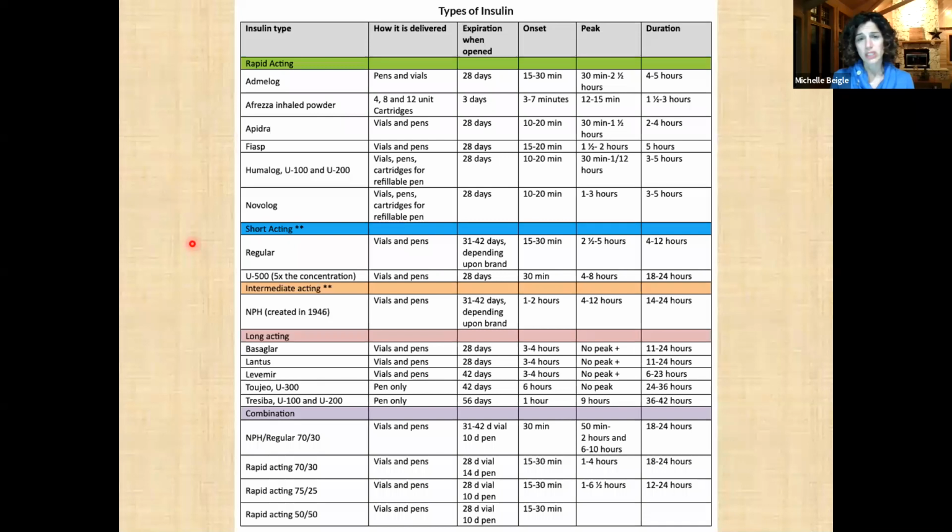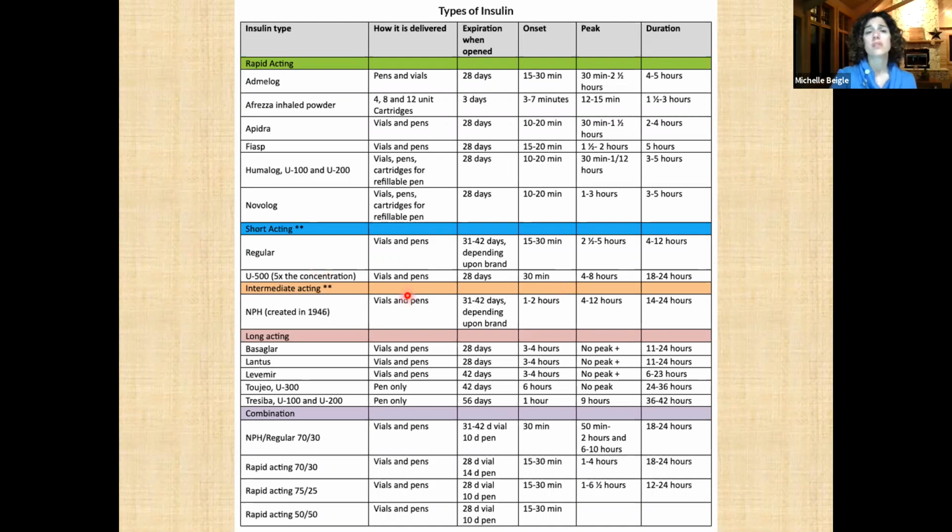NPH is your intermediate acting, so it's not a meal replacement type of insulin, but it is an insulin that, I don't want to call it basal, but we use it as an underlying basal sort of insulin, even though it does have a peak. That's the take home with the NPH. It has a peak, unlike some of the others that we're going to talk about in a second.